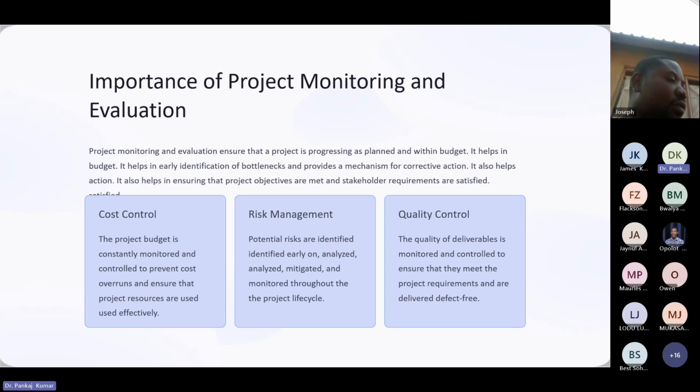Effective budget monitoring and control allow project managers to manage costs proactively. They can track expenses, compare them to the budget, and take corrective actions when costs are exceeding the planned amounts. One of the primary objectives of budget monitoring is to prevent cost overruns. By regularly reviewing expenditures and comparing them to the budget, project managers can identify potential issues early and take steps to mitigate them.